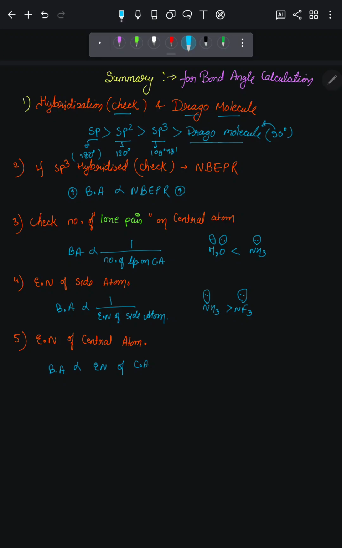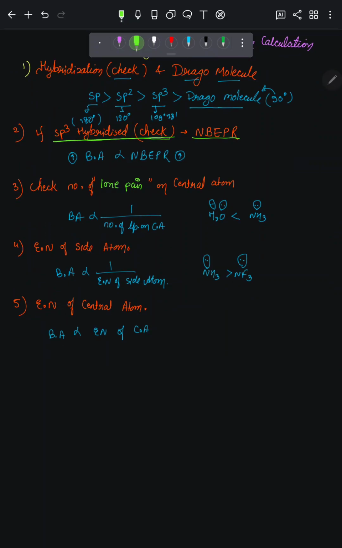This is the bond angle, and after checking hybridization and the Drago molecule in the compound, next we need to check if the sp3 hybridized molecule has NBEPR or not. If it has, then the bond angle will increase. After that, we need to check the number of lone pairs on the central atom. The more the number of lone pairs, the smaller the bond angle due to the repulsion factor, as we can see here. After that, we need to check the electronegativity of the side atom.